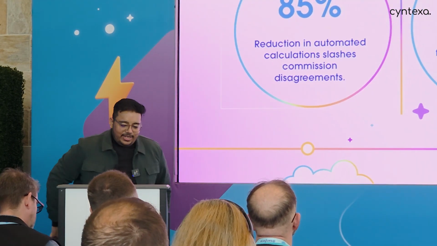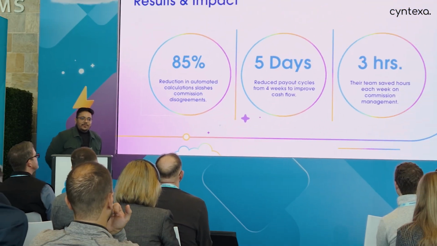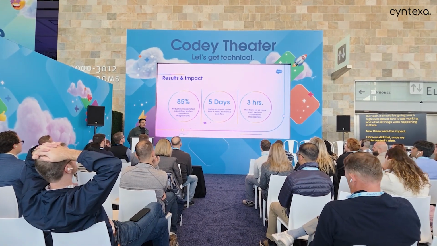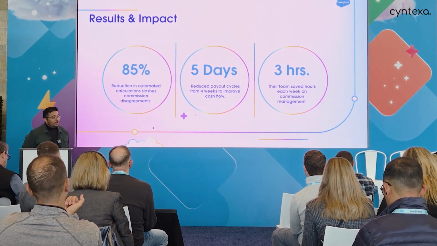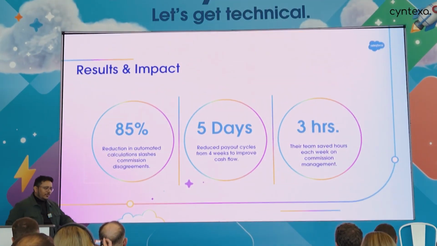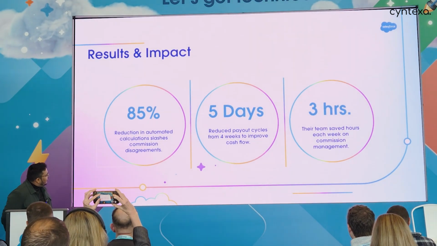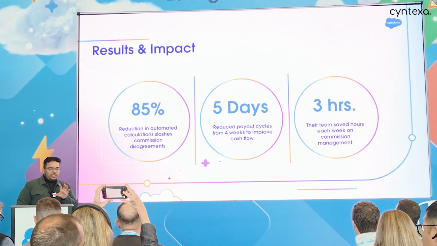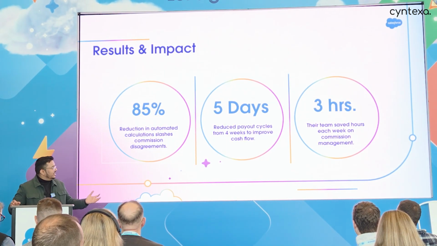Now these were the impacts. Once we implemented it, after about four months, we did an assessment of how well the system is doing. Once we went live, we saw an 85% reduction in the disputes that they were having on a regular basis.